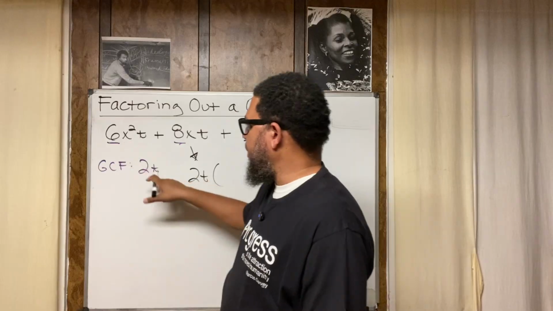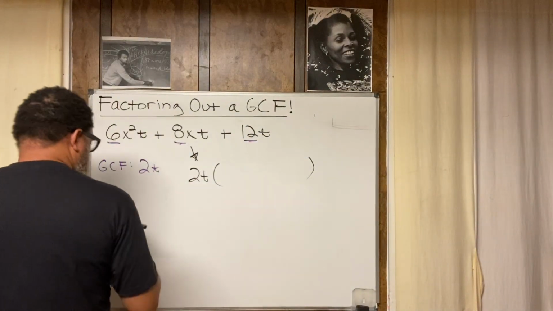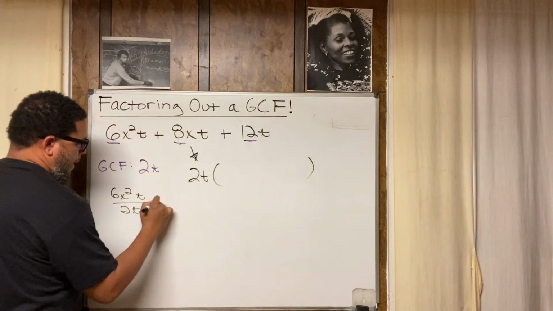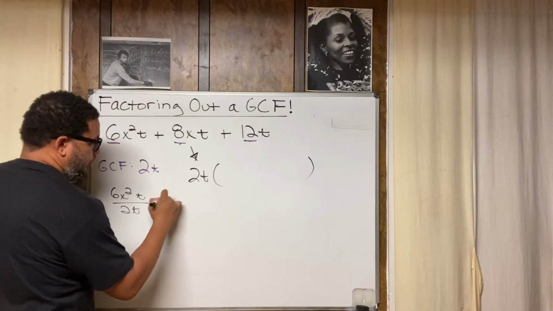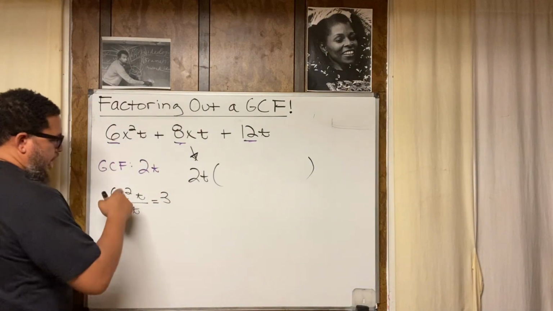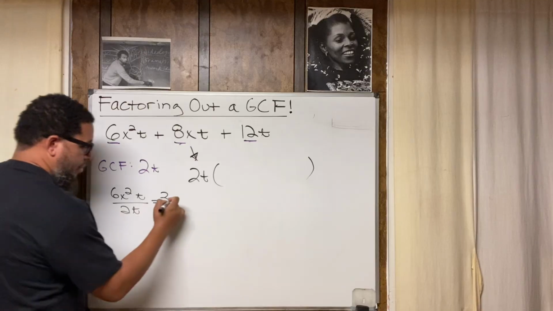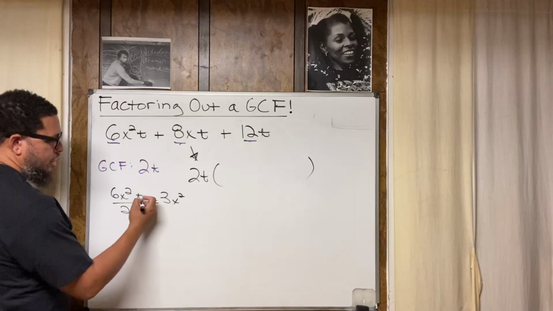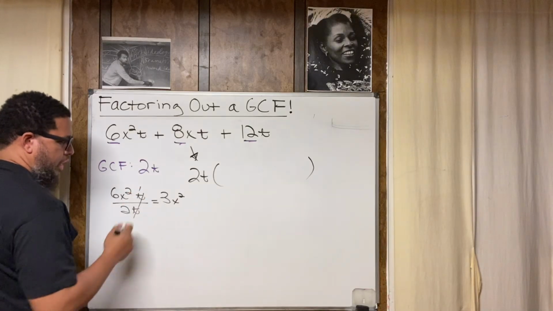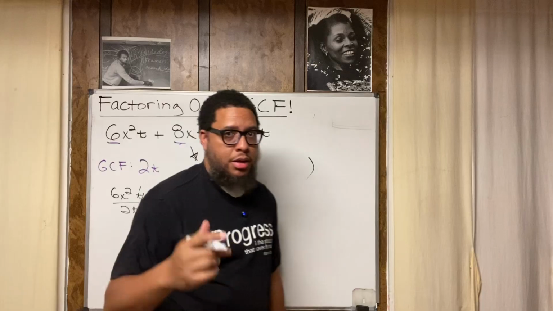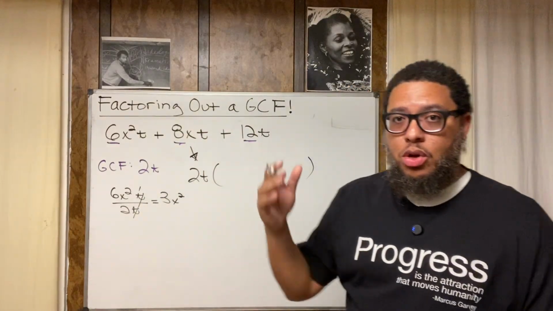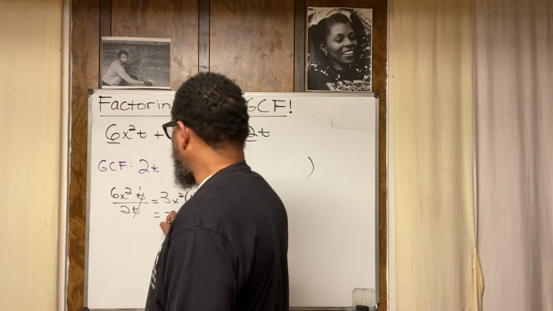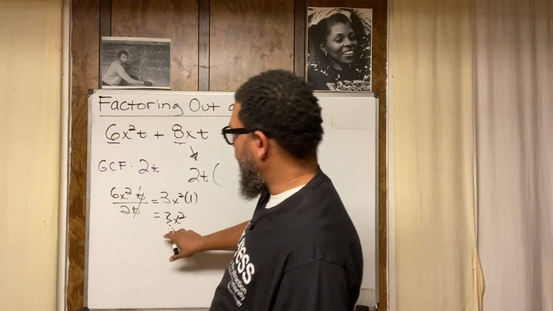So what's 6x squared t divided by 2t? What does that look like? Let's write it down. 6x squared t divided by 2t. 6 divided by 2 is 3. Make sure you know your division facts. X squared divided by, well, there's no x term, so that means x squared is going to be part of the quotient because there's nothing to divide x squared by. T divided by t is 1. Anytime you divide a variable or a number by the same exact variable or number, your quotient is 1. So 3x squared times 1 equals just 3x squared.